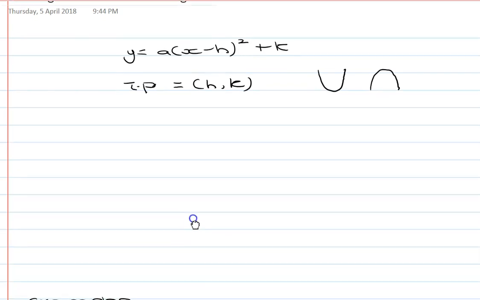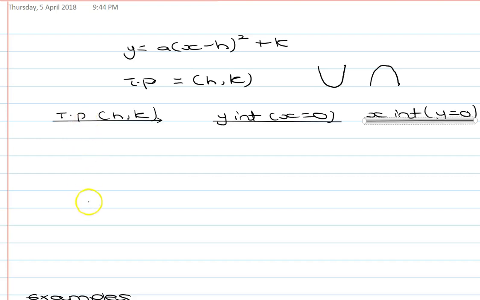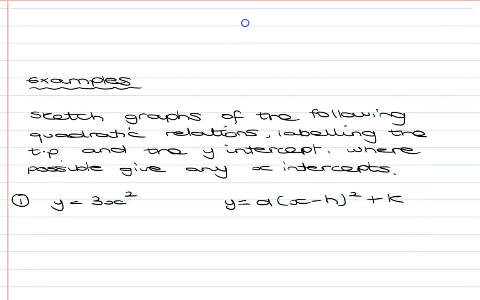Also I think it's really helpful when you're sketching to set out your working by saying, right, I'm finding the turning point, and underlining the Y-intercept and the X-intercept as shown here. And then your working can literally follow a nice column down and you can show your working really well. So let's go straight into some examples.